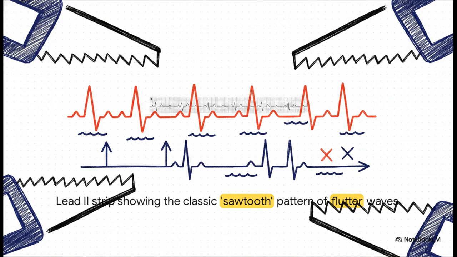And here it is. This rhythm strip from lead II is a perfect visual of that description. It's the classic sawtooth pattern. You see that continuous, uninterrupted sloping of the baseline. Each tooth of that saw is a flutter wave. One gets conducted and makes a QRS, but the next one is blocked and it's hiding in the T wave of the beat right before it. That is the definitive sign.